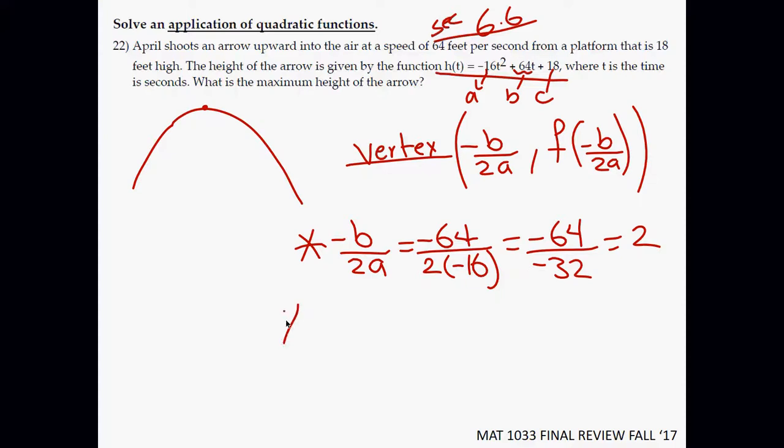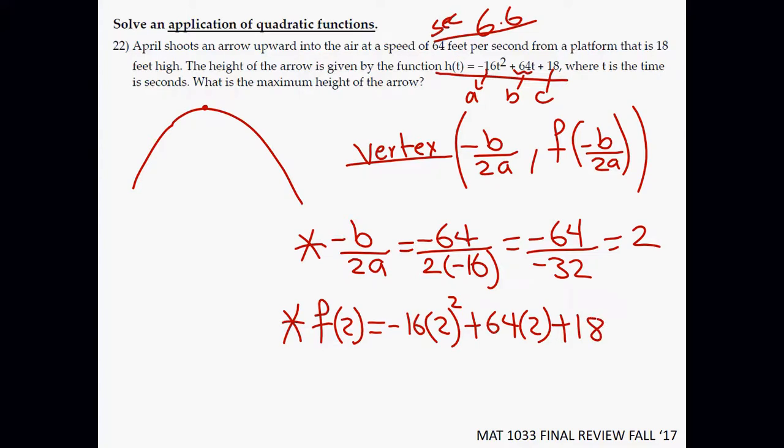I need to find f of 2 now, which is equal to negative 16. I plug 2 in this equation: 2 squared plus 64 times 2 plus 18. And 2 squared would be 4. That would be negative 64 plus 128 plus 18. And when you combine those, it will be 82 feet, which is part C.